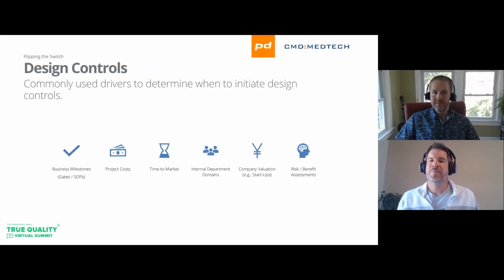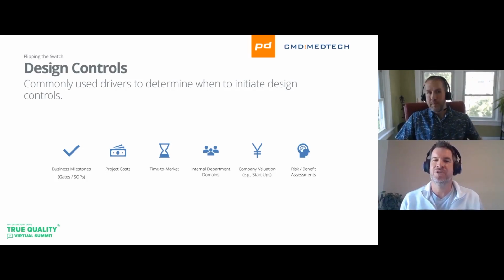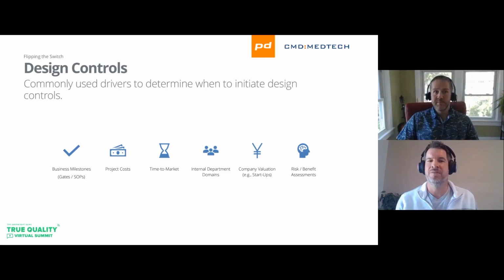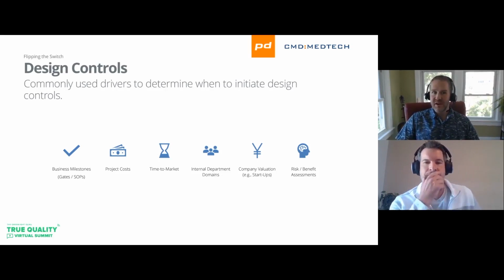So as we said, every company is unique, every project is unique, but there are a consistent set of drivers that usually influence how a company decides to move and transition between feasibility and design controls. Chad, do you want to talk about each one of these? Yeah. So, these are the things I see the most often as being these big drivers. So the first one is business milestones.